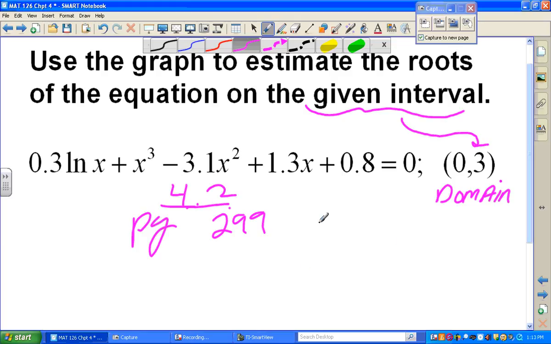Yeah? So that question was just plug it into the calculator. Yep. Plug it in and graph it.